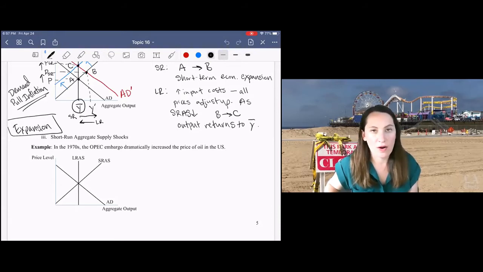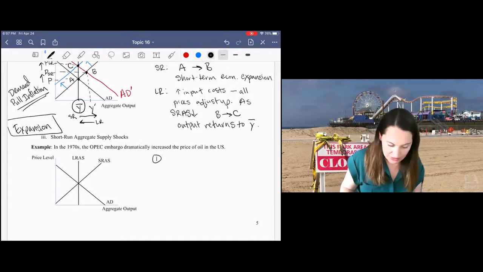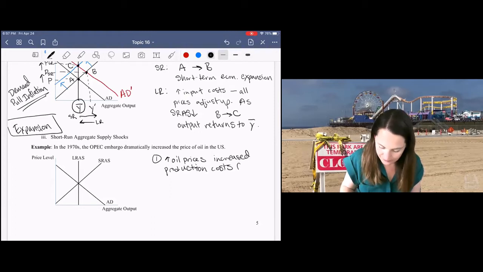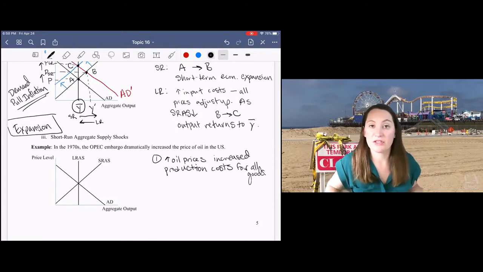But here we're talking about oil, and what happened here is that the price of oil increased dramatically. So we have an increase in oil prices that increased production costs across basically all products in the economy. And this led to a decrease in the short-run aggregate supply curve, or an inward shift in short-run aggregate supply.